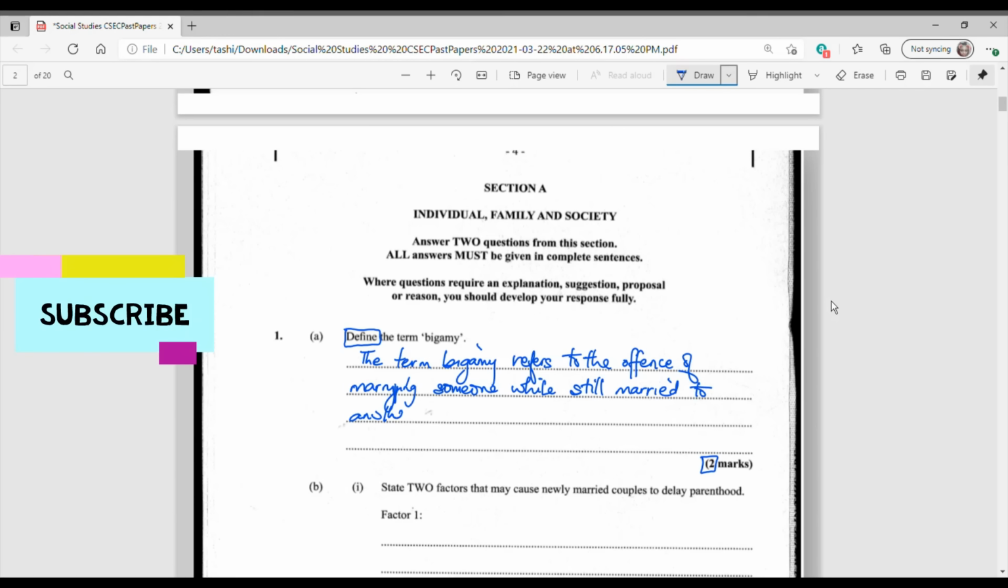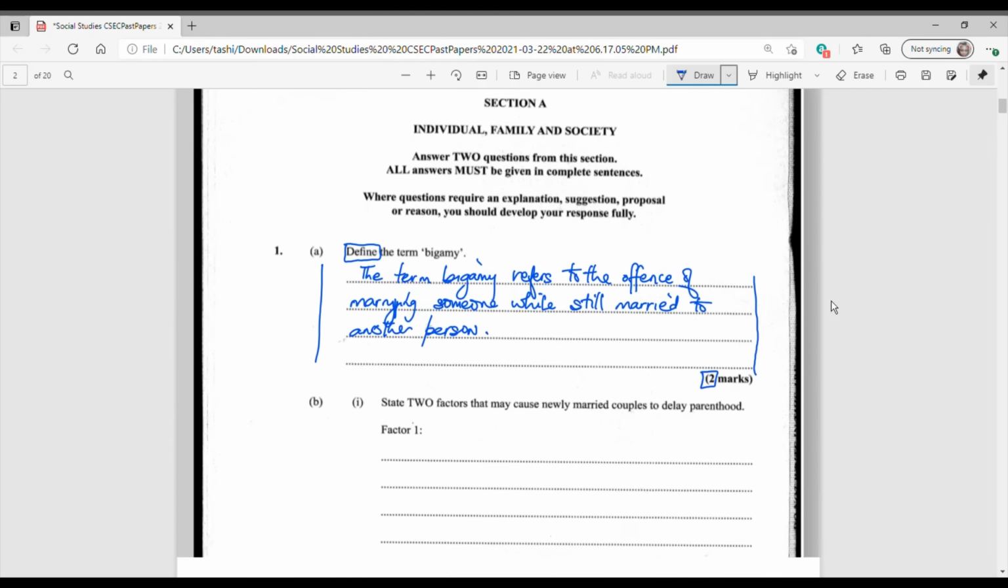Another instruction that was given by CXC is that you should not write outside of the lines. They give you additional paper if you need more space, right? So define the term bigamy. The term bigamy refers to the offense of marrying someone while still married to another person. That would have gotten you your 2 marks.